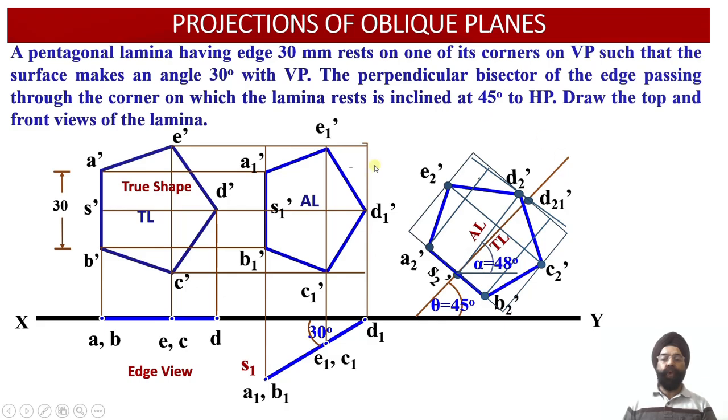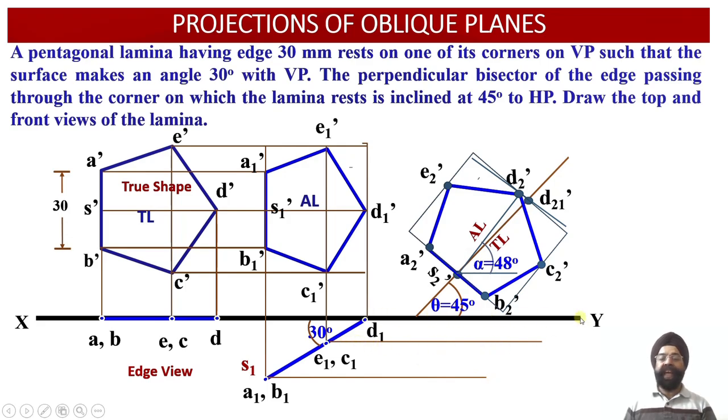Now, the front view projections of the oblique lamina, which happens to be inclined with respect to VP at an angle of 30 degree and inclined with respect to the horizontal plane at an angle of 48 degree, have been obtained. Now the corresponding top view projections of this oblique lamina we are going to evaluate. In order to obtain the top view orthographic projections, we have drawn horizontal projectors through the points a1, b1, e1, c1 and d1 over here.